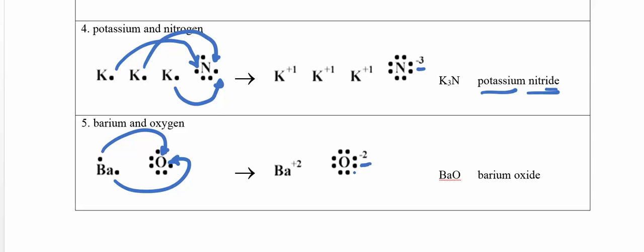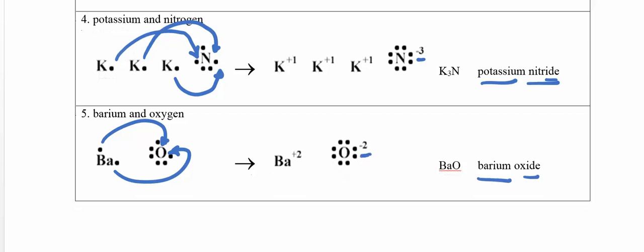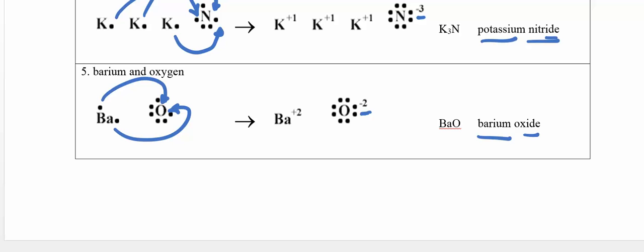How do we name this compound, this ionic compound? Well, we'll take the barium ion, so we say barium. Oxygen becomes oxide, so it's barium oxide. And now we'll write the formula, BaO. It's just that simple. Folks, on the next video, we're going to be taking a look at covalently bonded compounds.